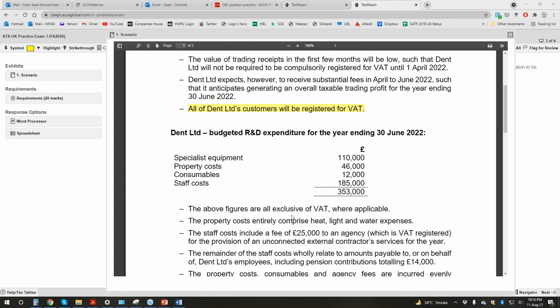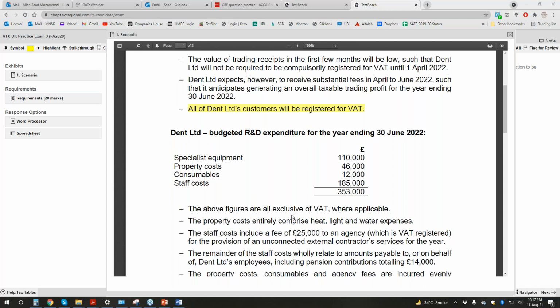That's fine. The staff cost included 25,000 to agency, which is VAT registered, for the provision for an unconnected external contractor's services for the year. Now, guys, here you can see that I have subcontracted 25,000 out of the staff cost. So this 25,000 needs to be deducted first, and then 65% of that will be added back into the amount, and then we can take the 130%.